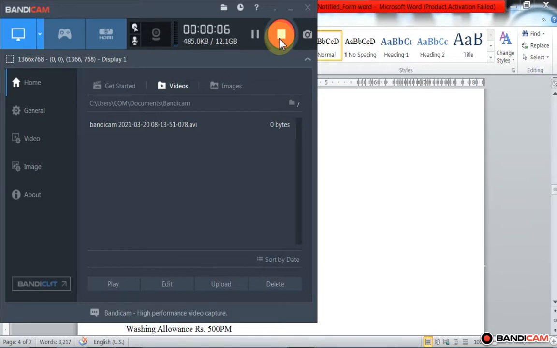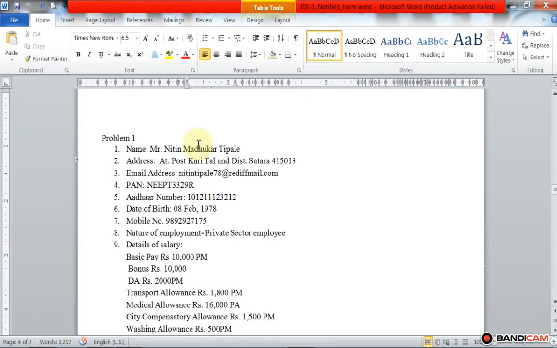In our last lecture we started paper number three, that is the practical paper. In paper number three, the content includes ITR-1, ITR-2 and ITR-3. So we discussed ITR-1.